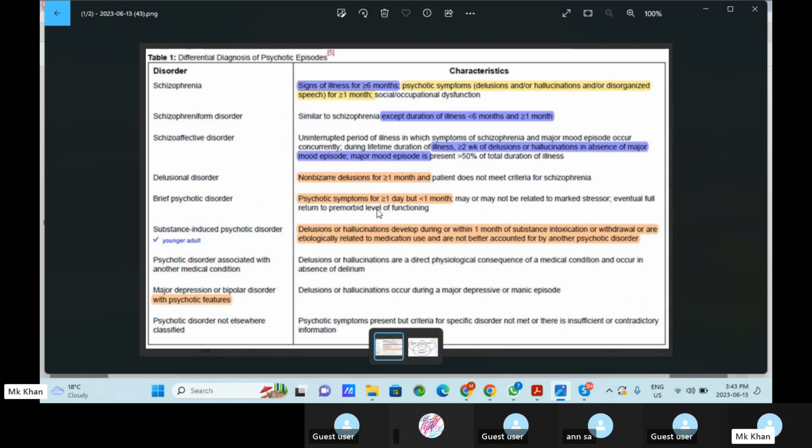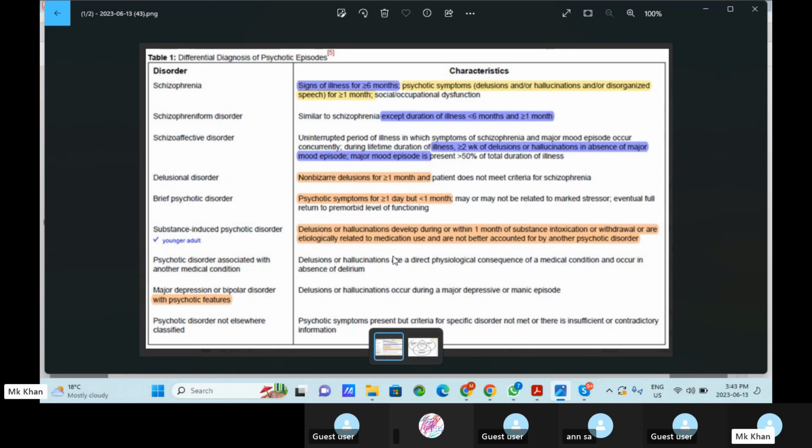Brief psychotic is more than 1 day and less than 1 month. So may or may not be related to a marked stressor. So this is important. Maybe the patient is completely fine. There is no marked stressor as in acute stress disorder, but he can show some psychotic behavior, right? So eventual full return to premorbid level of functioning. The important thing here is the patient returns to full functioning in less than 1 month.